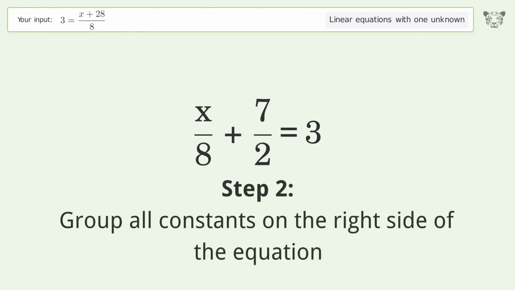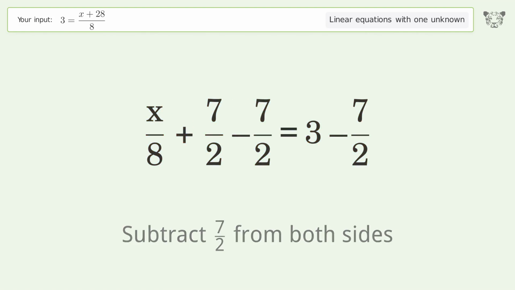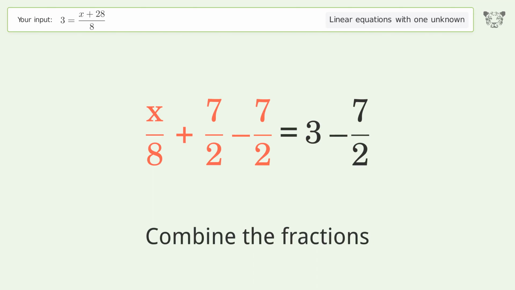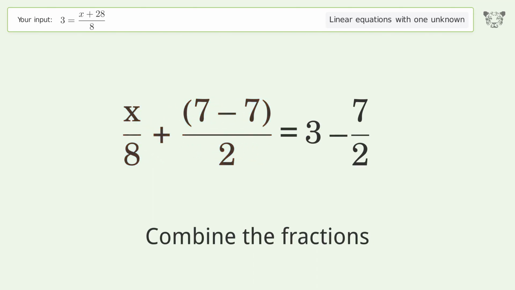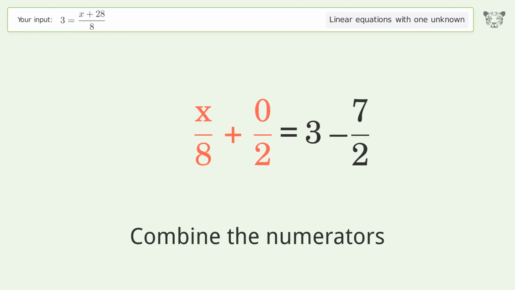Group all constants on the right side of the equation. Subtract 7/2 from both sides. Combine the fractions. Combine the numerators. Reduce the zero numerator.